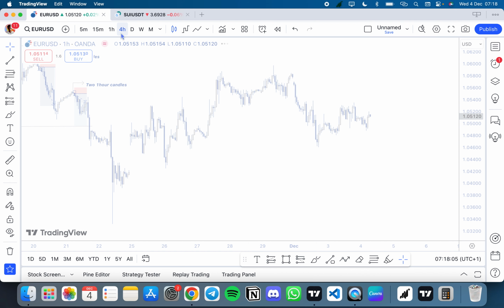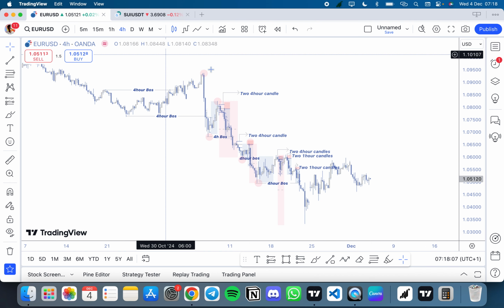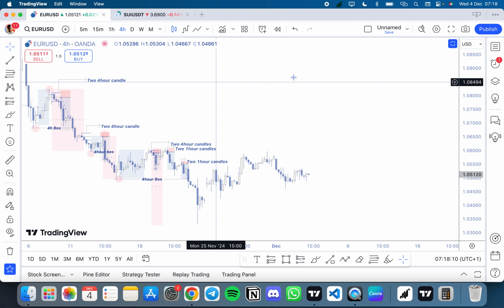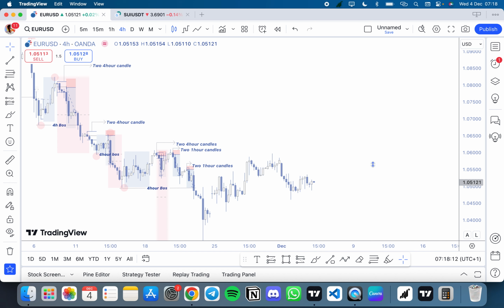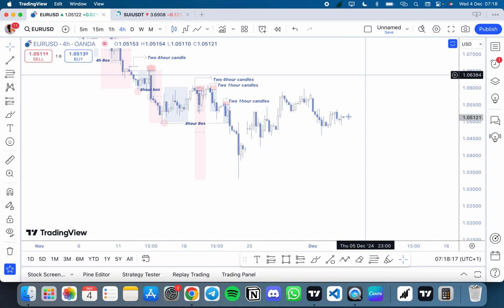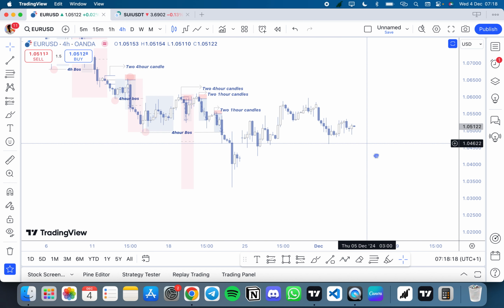And I have different other models, like the ones I use for intraday trading, and then the ones I use to catch the 4-hour trend. Anyways, let's get back at it.